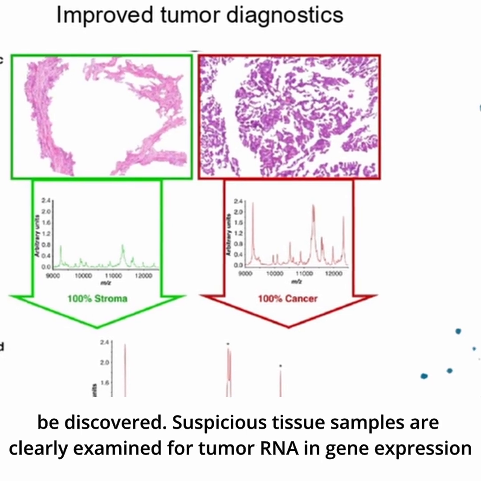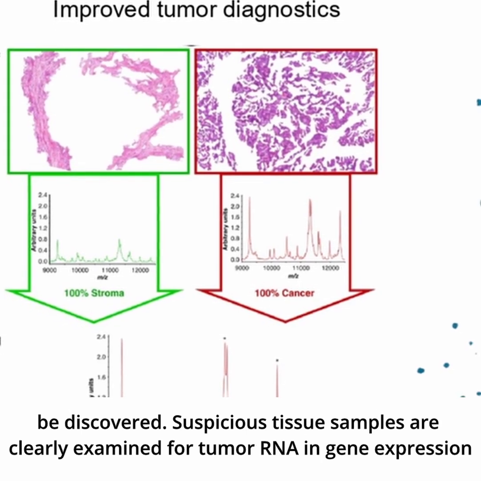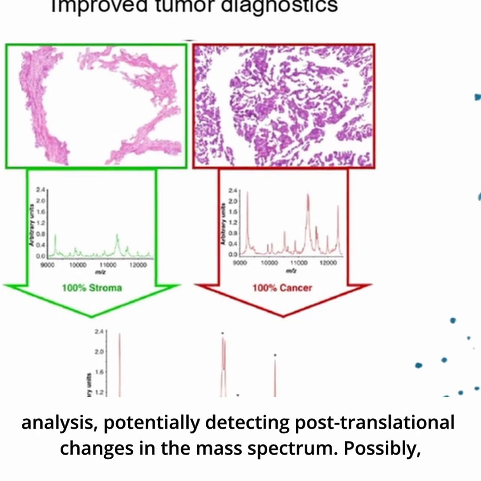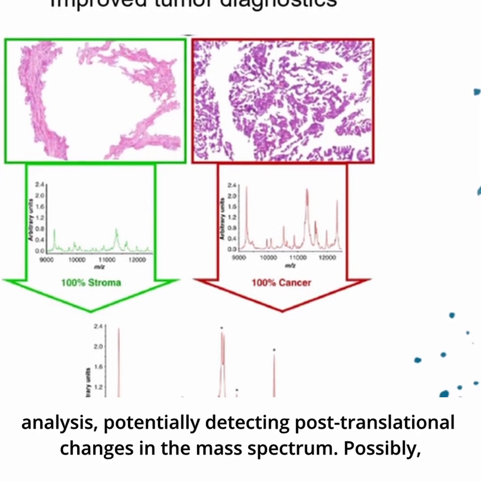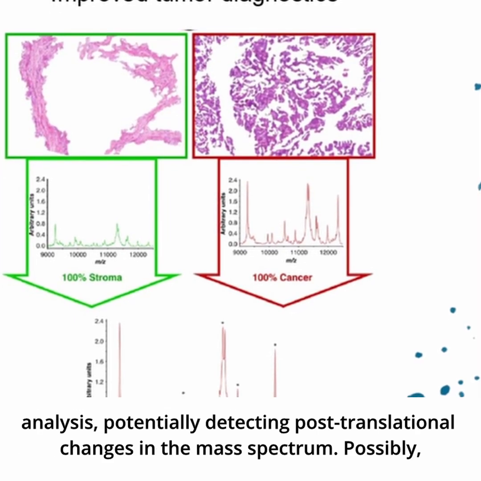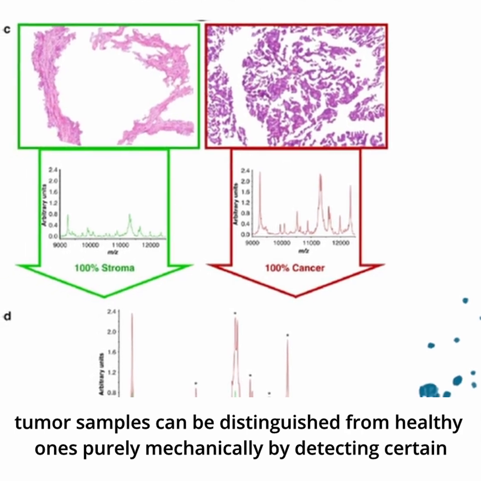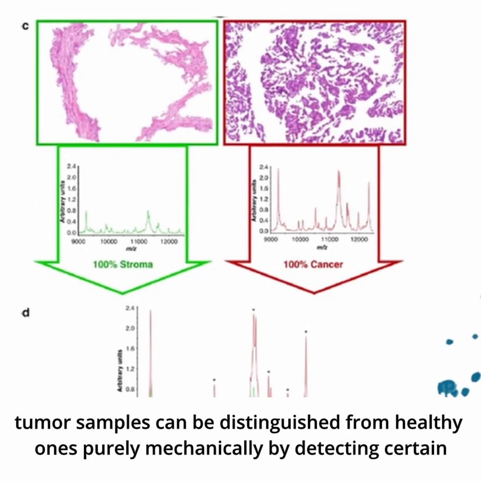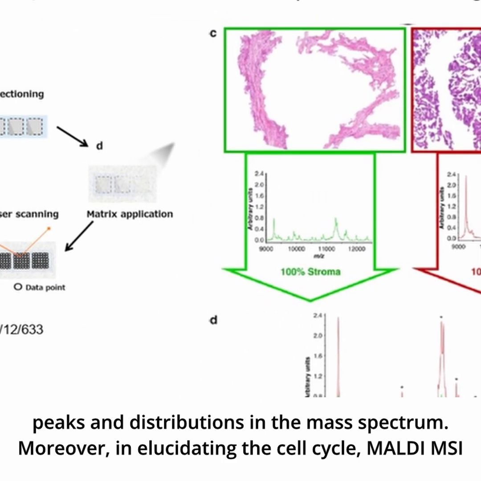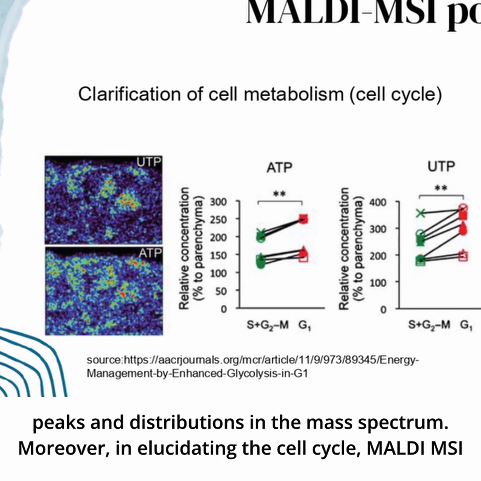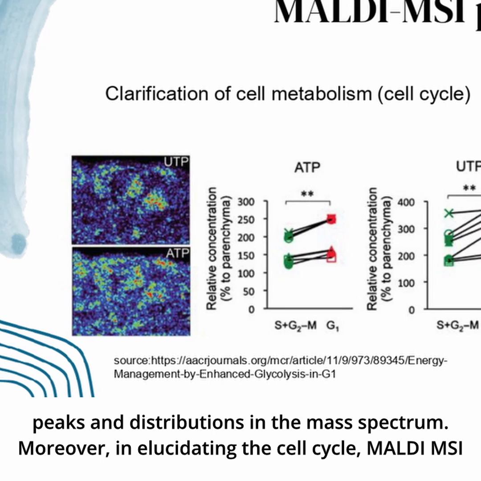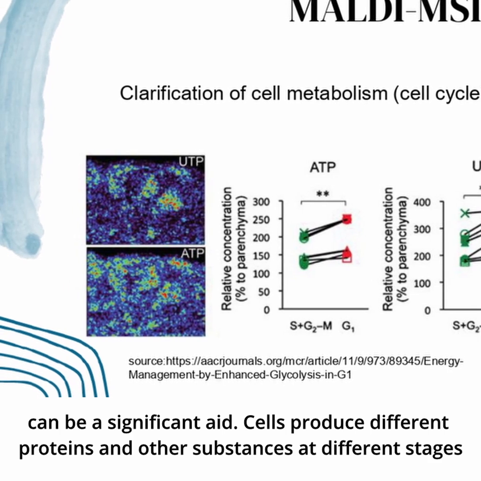Suspicious tissue samples are clearly examined for tumor RNA and gene expression analysis, potentially detecting post-translational changes in the mass spectrum. Possibly tumor samples can be distinguished from healthy ones purely mechanically by detecting certain peaks and distributions in the mass spectrum. Moreover, in elucidating the cell cycle, MALDI MSI can be a significant aid.